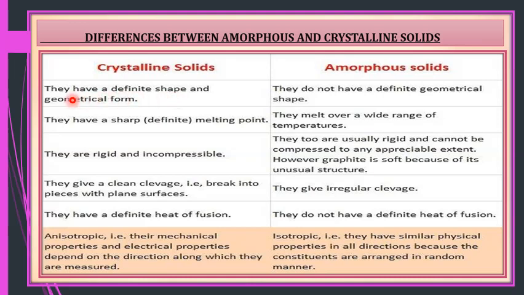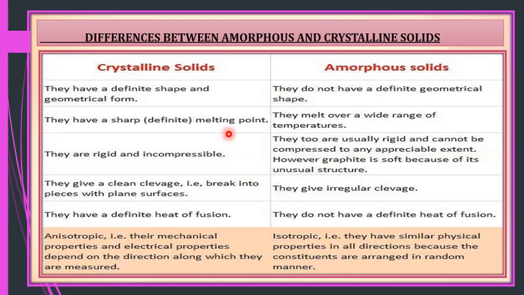However, graphite is soft because of its unusual structure, because graphite has a layered structure. Next, crystalline solids give a clean cleavage, that is, they break into pieces with plane surfaces. Amorphous solids give irregular cleavage. Crystalline solids have a definite heat of fusion. Amorphous solids don't have a definite heat of fusion.